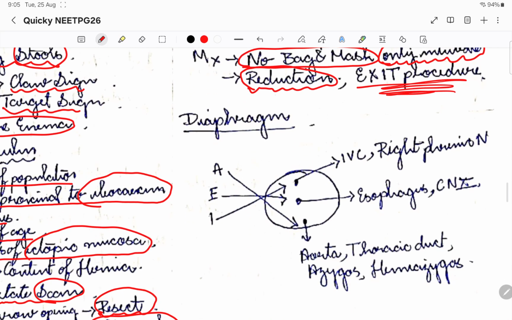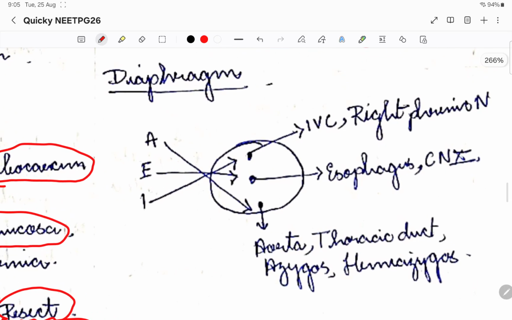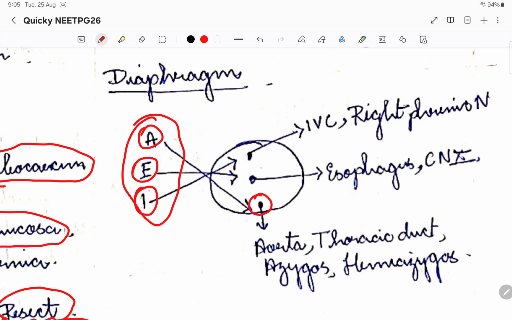Now with respect to the diaphragm, coming to certain anatomy. For the diaphragm, we have to know what the openings of the diaphragm are and what structures pass through them. Please remember A, E, I. Like the vowels, A, E, I, O, U. So remember it in that way. A will be the lowermost, that is the aortic opening. E is the middlemost and I will be the superior most.